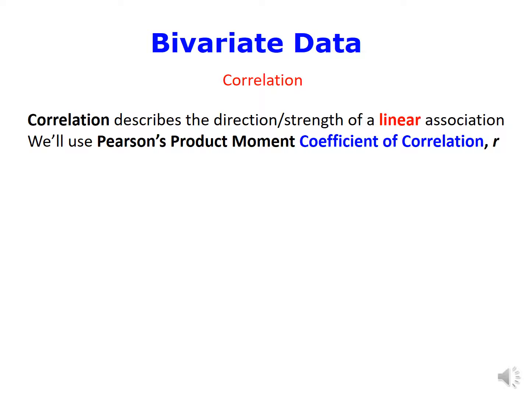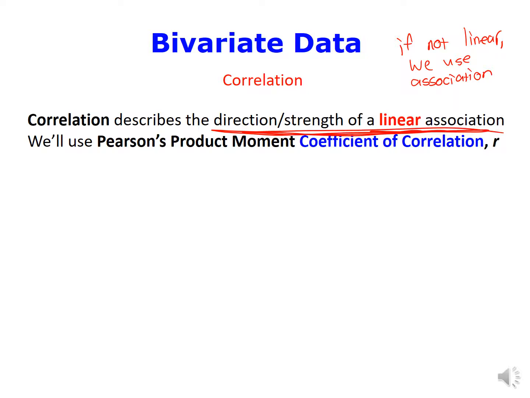So correlation, and we talked about this. We only use the word correlation to describe the direction and strength of a linear association. I know it's tempting to use correlation in a lot of other terms, but if it's not linear and it's not bivariate data, then we use the word association. So correlation is strictly to describe the direction and strength of a linear association.